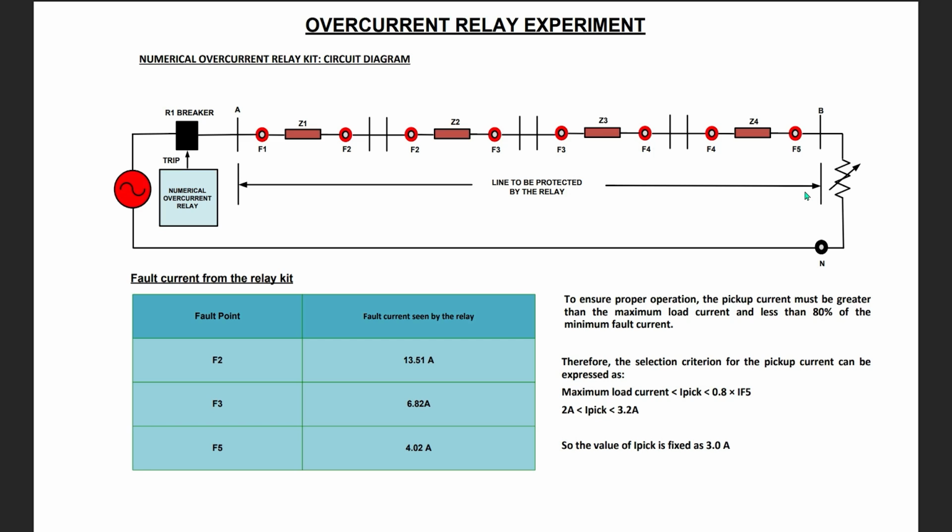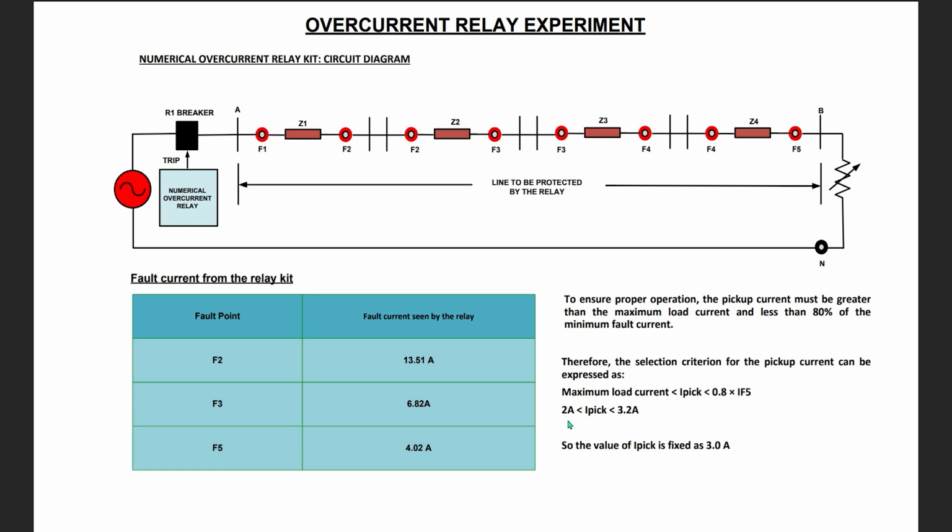The experimentally measured fault currents at fault points F2, F3 and F5 are tabulated as shown here. To ensure proper relay operation, we already discussed that the pickup current should be greater than the maximum load current and less than 80% of the minimum fault current. Therefore, the selection criterion for the pickup current can be expressed as: the pickup current should be in between the maximum load current and 80% of IF5, that is, I pick should be in between 2 ampere and 3.2 ampere.